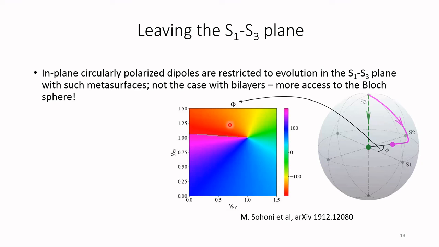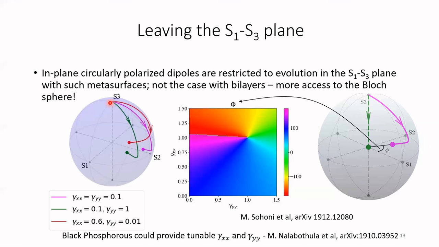If there's one takeaway I want you to have, it's that tuning the anisotropic vacuum, basically changing the radiative rates in the x and y direction, allows you to control the relative phase between the steady state S2 and S1. As you can see here, you have full access from minus pi to pi of this particular angle. So we have full access to the Bloch sphere, and this diagram is representative of different trajectories for different values of gamma x and gamma y.